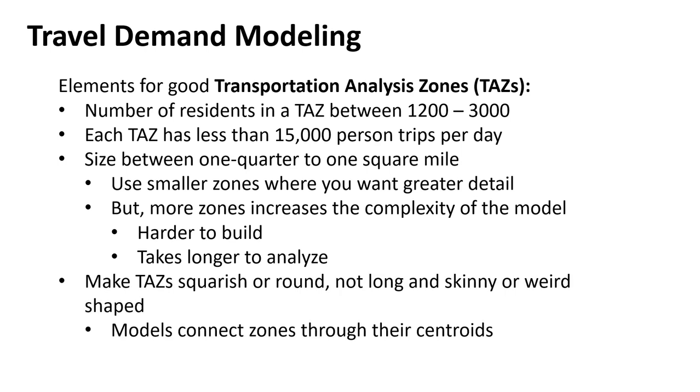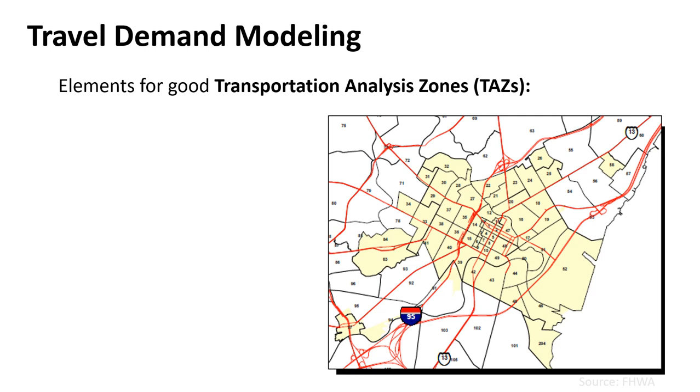And we tend to like them not to be really long and skinny or weird shapes. We're going to show you in the middle that we're actually connecting the centroids of these zones, and so a very elongated shape is not going to be a very accurate way to model the traffic coming in and out of it. All right, so here's an example of a regional model, and this is around a single town.